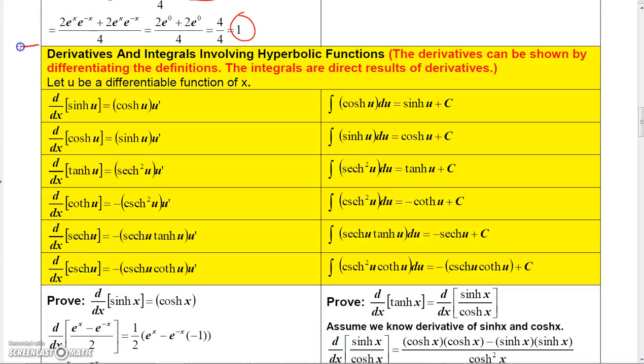Okay, now again, you can take a snapshot of these pictures or a screenshot, and on the left side I've given you the derivatives of the 6 hyperbolic functions, and on the right side I've given you the integrals that involve these hyperbolic functions. So you can see that basically, since we know the derivative of hyperbolic tangent u is hyperbolic secant squared u prime, then we know if we integrate hyperbolic secant squared u du, we'll get hyperbolic tangent, of course, plus a constant.